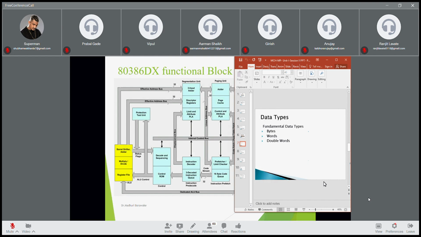Now see, here you have the byte. Byte means you have 8-bit, word means 16-bit, and double word means it is 32-bit. Just go to this slide.